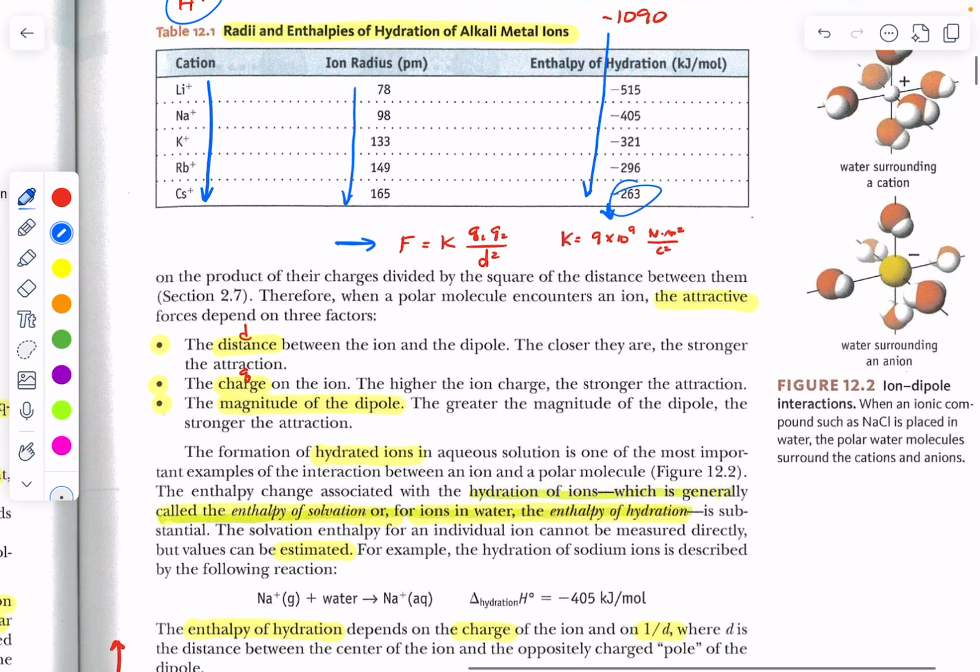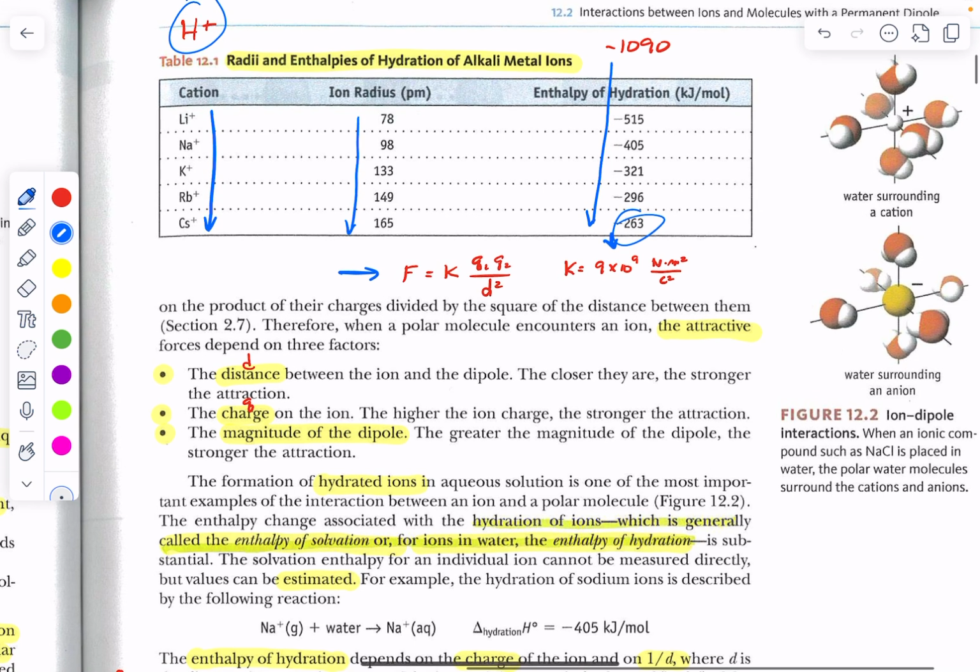So again, looking at Coulomb's law, we know that distance is a factor, inversely proportional, we know charge is a factor, directly proportional. And as far as dipole or molecules with a dipole are concerned, the magnitude of the dipole, the magnitude of that dipole is sometimes called the moment of the dipole, having nothing to do with time, like a moment in time. And that's measured in a unit called the debye, named after a chemist named Claude Debye.